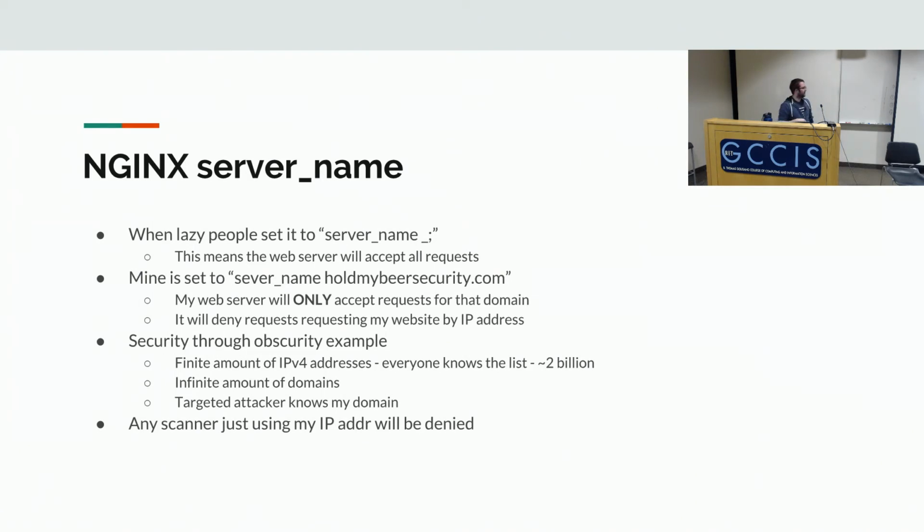And the way I do this is, again, a little bit of security through obscurity, in that there are a finite number of IPv4 addresses, roughly around 2 billion. We know all of them. We can iterate through all of them. But there is an unlimited amount of domains, right? So it's a lot harder to brute force all the domains that are possible. So that's why I do that. Any scanner just using my IP address will be turned away, right? You actually have to come to me with your actual domain.